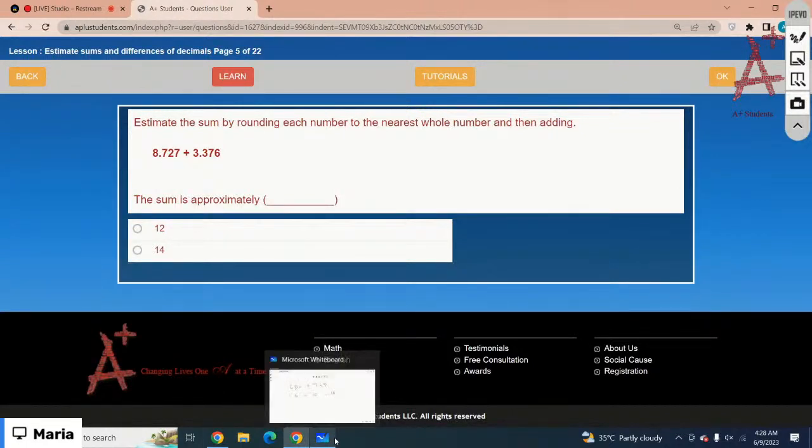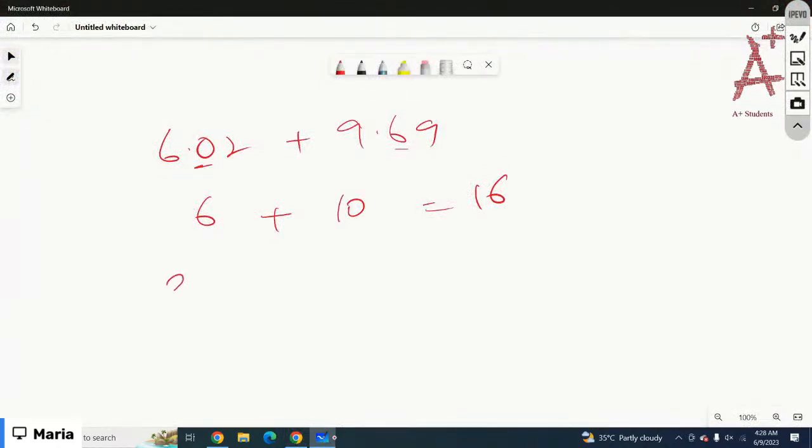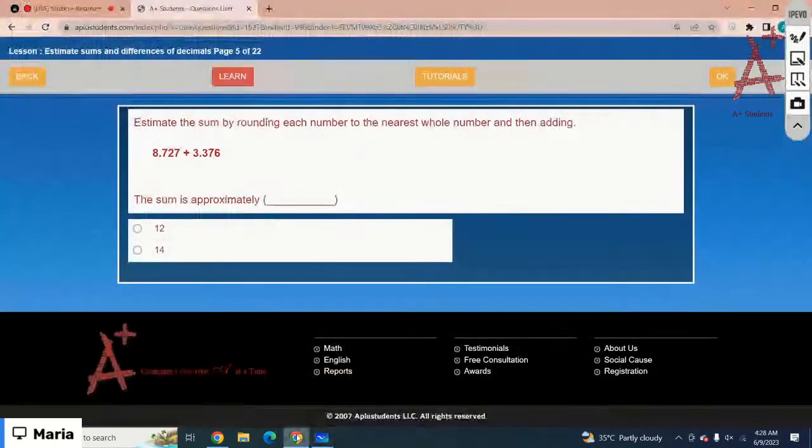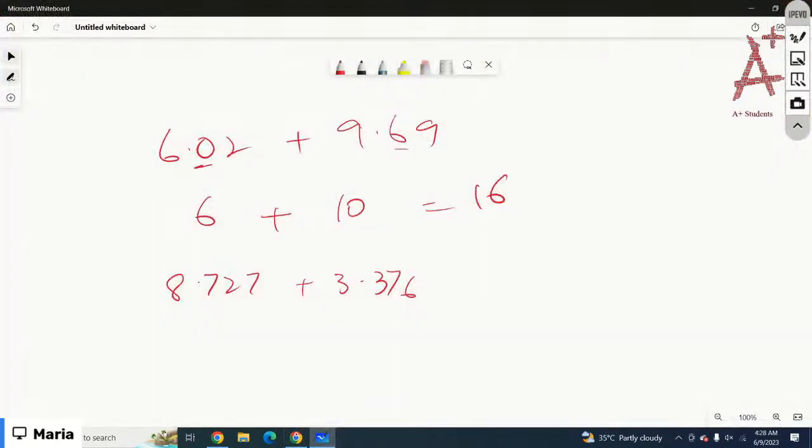8.727 and 3.376, I think. Okay, so here you have 7 greater than 5. You have to round up. Here you have 3 less than 5. You have to round on the same number. So it will be 9 plus 3 is 12. So the correct option is 12. Got it?